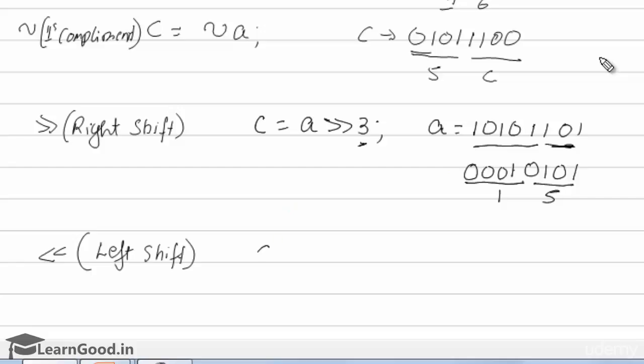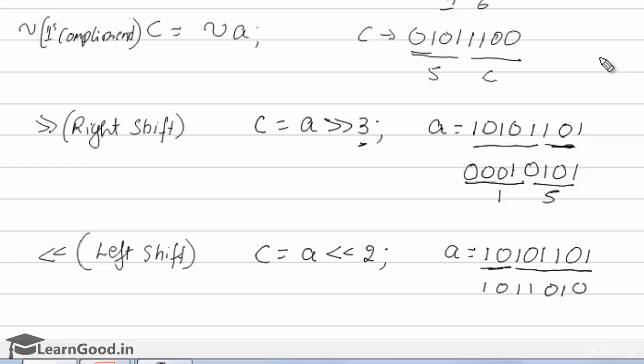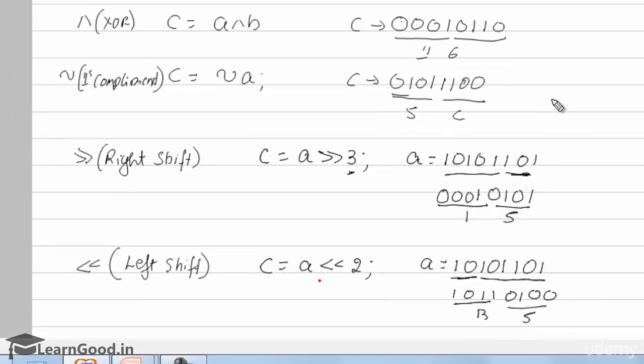Similarly, if I go for the left shift operator, by giving C equals A left shift of 2 bits, here A value, assume that it is 1 0 1 0 1 1 0 1. So 2 bits have to be shifted left. That means these 2 bits will get truncated and the remaining 6 bits will be shifted 2 positions left. That means you'll have here 1 0 1 1 0 1, and will add 2 zeros at the right side. That means the value is nothing but B4.